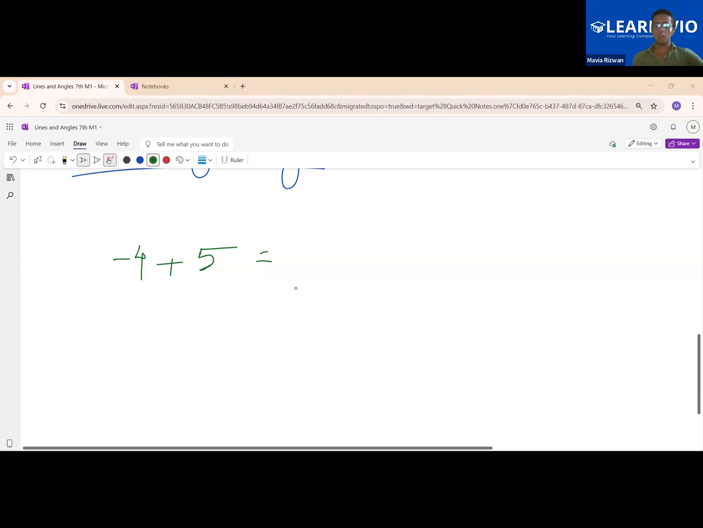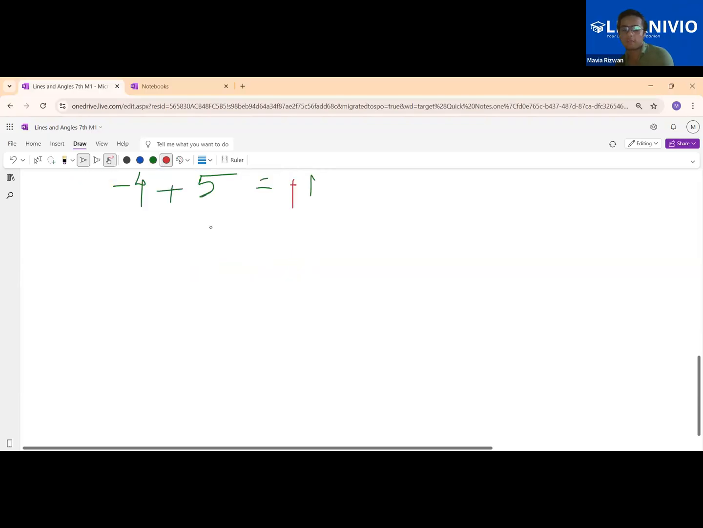Now which sign do we put? We put the sign of the greater number. The greater number here is 5 and it is positive, so it would be plus 1. Guys, just tell me if you have any doubts in any part. So minus 4 plus 5 is plus 1. This is how you do operations on integers.